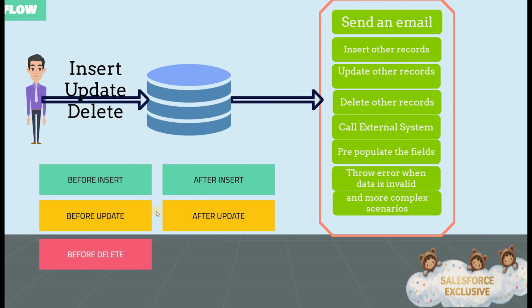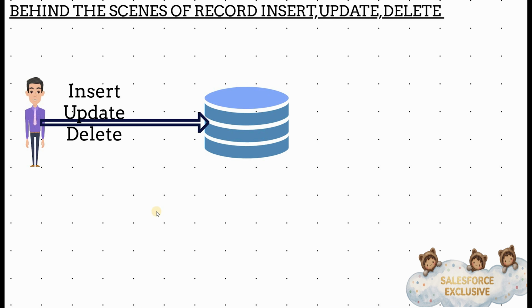So from record triggered flow, there are some events available in which you can do these actions. Before insert, after insert, before update, after update, and before delete. Which means before insert you can do any of the action that you can select. After insert you want to do some kind of action. So does for before update and for after update. And finally for before delete.